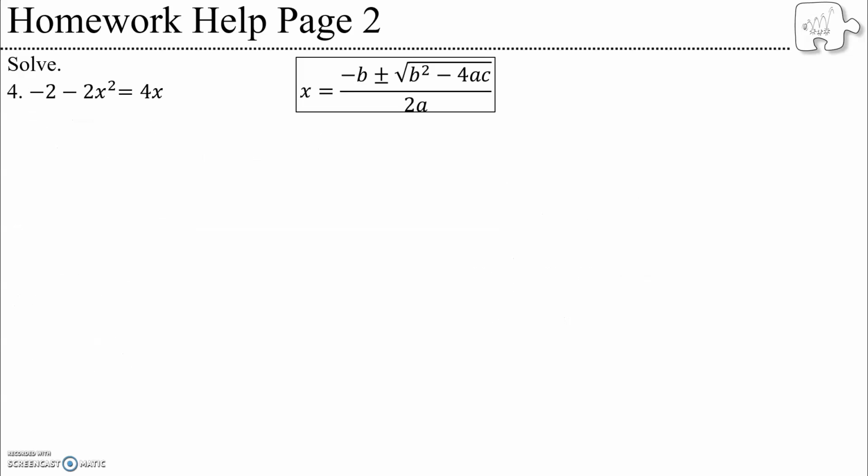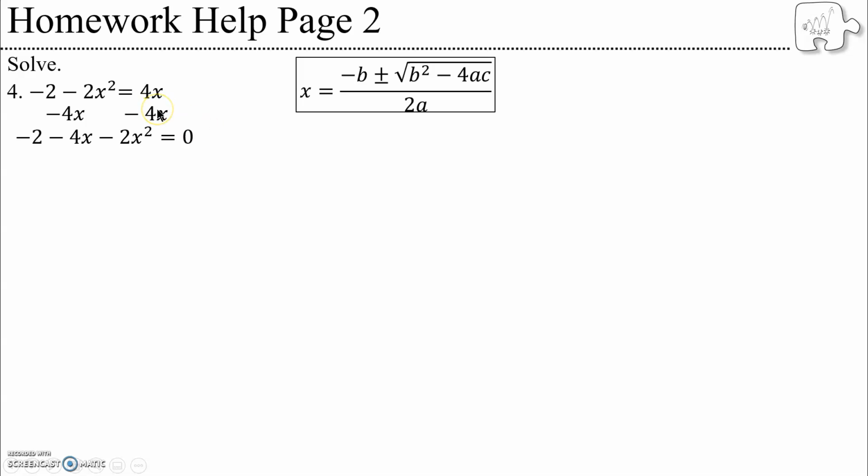We're doing problem 4. A couple things going on. First, we've got to get everything to one side, because we need it to equal 0. So we're going to say minus 4x and minus 4x, so that this side equals 0. We'll put the minus 4x just in between these two numbers. So we get -2 minus 4x minus 2x squared equals 0.